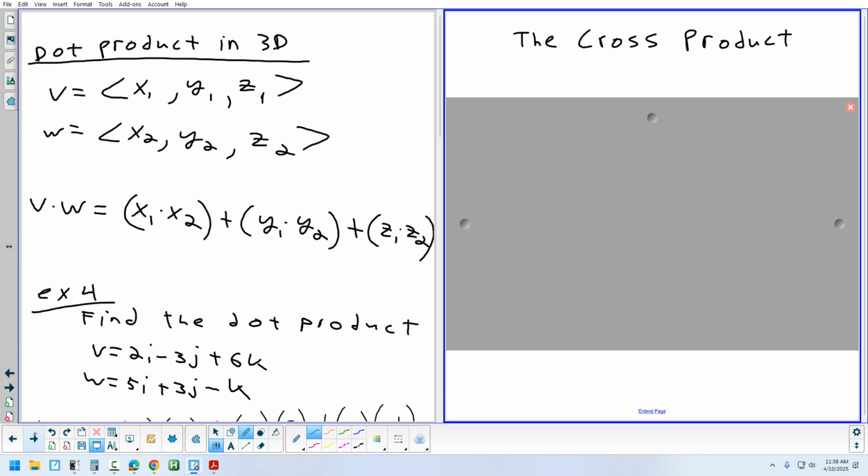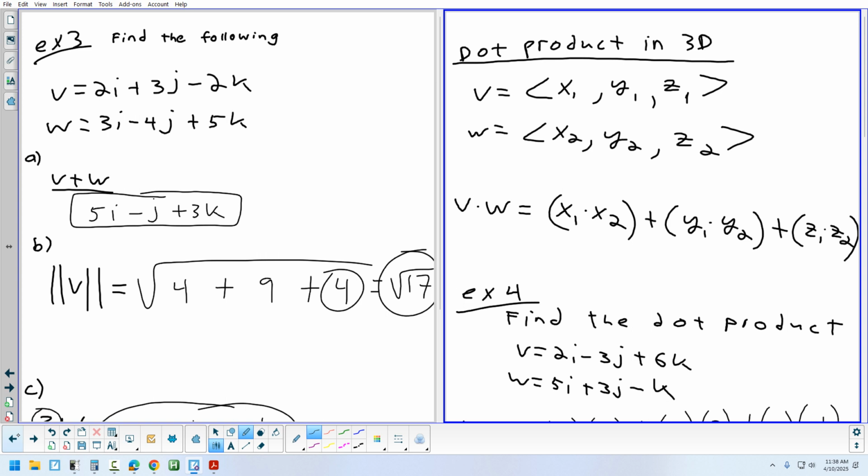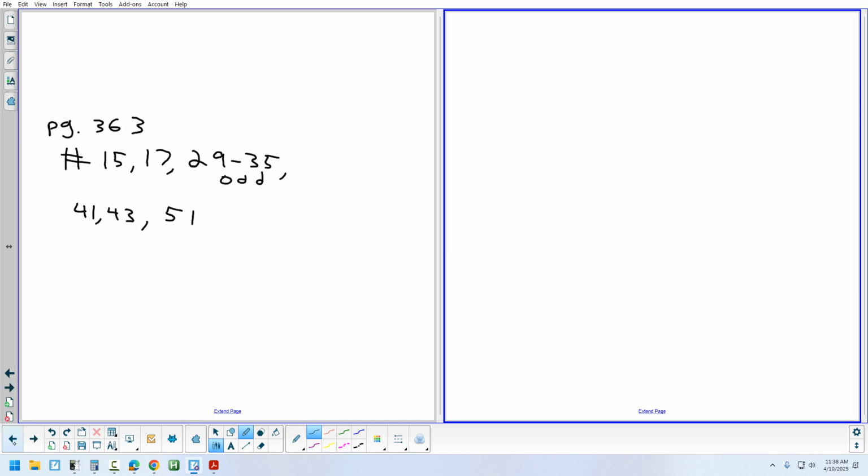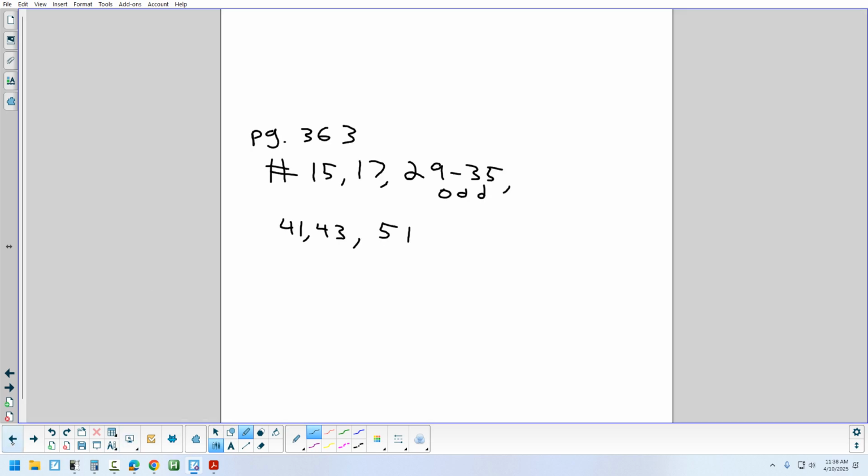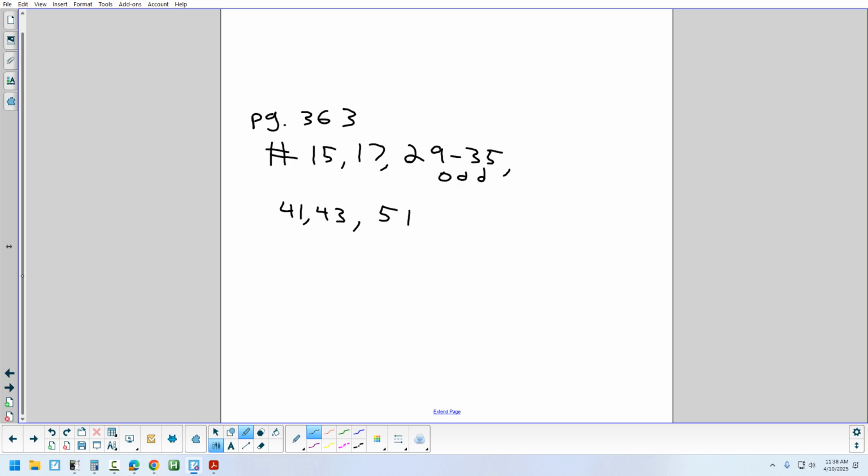Okay. So that pretty much reviews everything from 5.6. It's really mostly a review from earlier in the week. And that finishes up everything that's going to be on the test. So that's the homework. It's page 363: 15, 17, 29 to 35 odd, 41, 43, and 51. We've got plenty of time, so you might be able to finish that. So please use the time to work on that. And what I'll do is put up a list of all the test topics. I'll put that on the board right now.